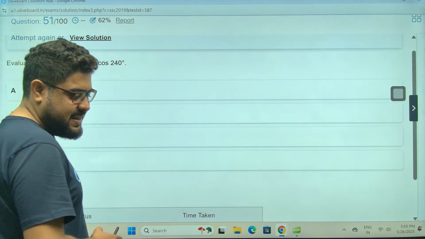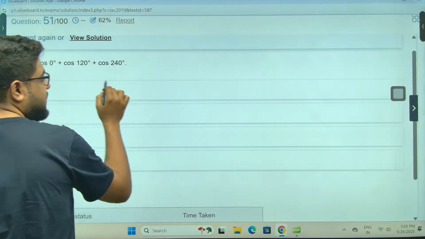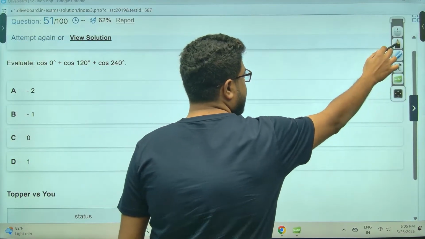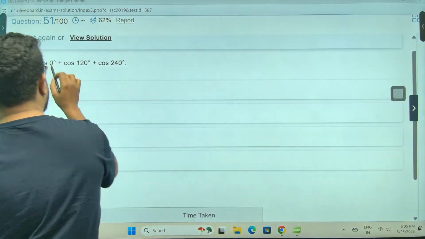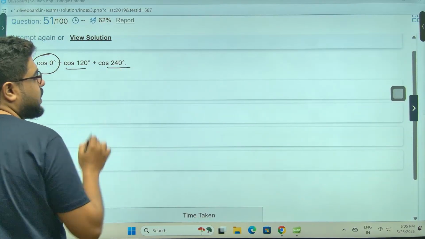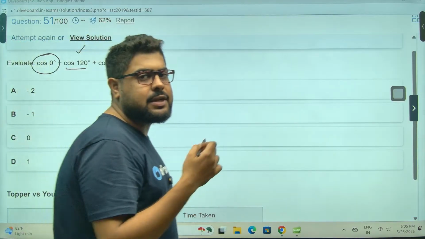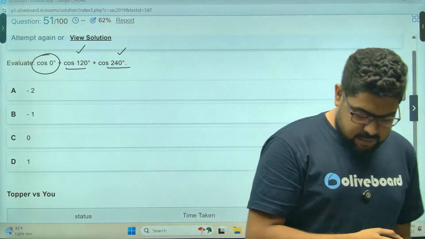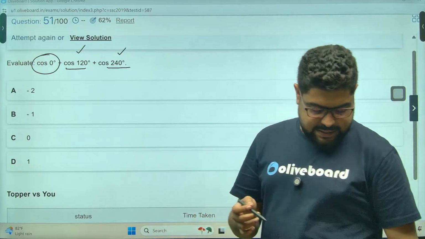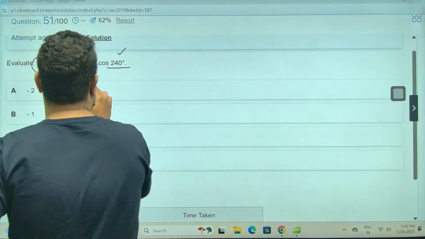Cos 0 degree, then cos 120, cos 240. Higher order angles, right? Angles which are not acute. Mock was good. Perfect, Reena. Very good. Now, cos 120 degrees.